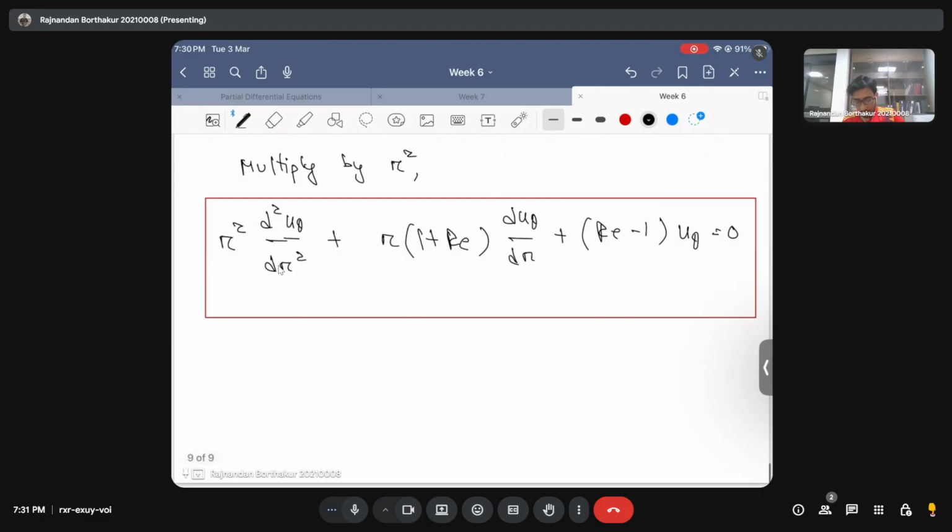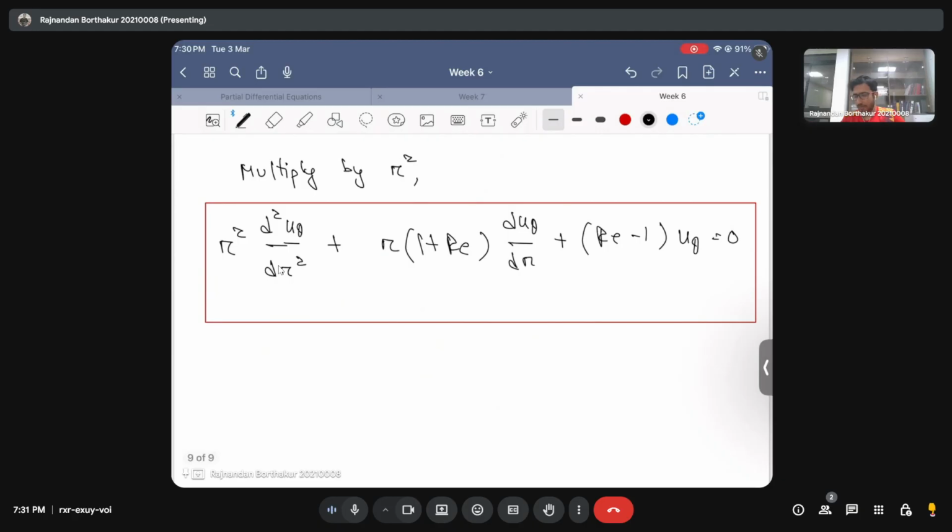Now tell me, if you take a closer look, what does this equation look like? This equation is nothing but your Euler-Cauchy equation, as I was hinting in the last class, that eventually you will get an Euler-Cauchy equation which governs u theta as a function of r. Sometimes it is also known as an equidimensional equation, as we saw.